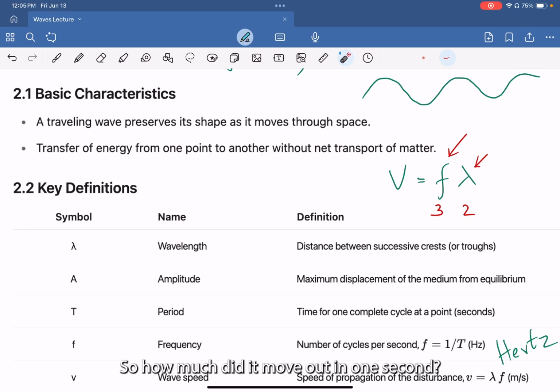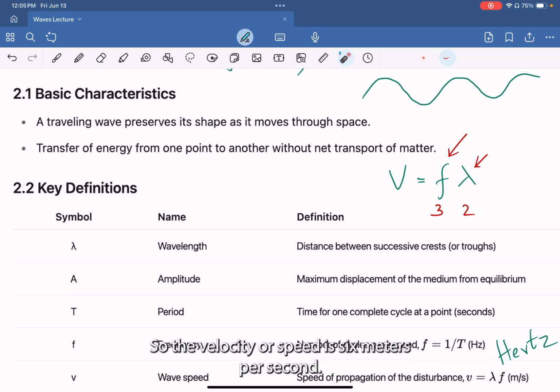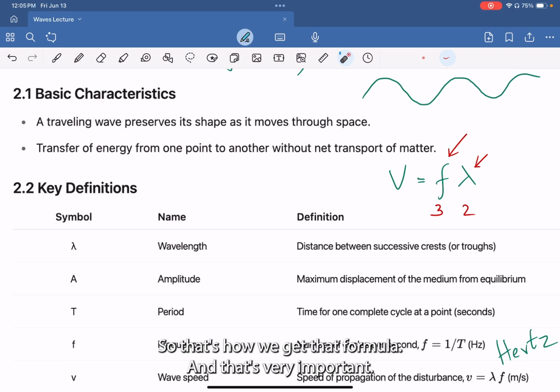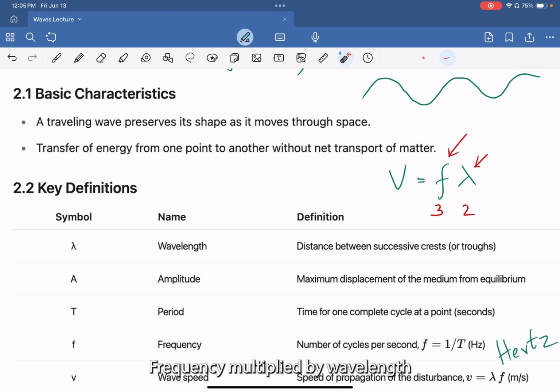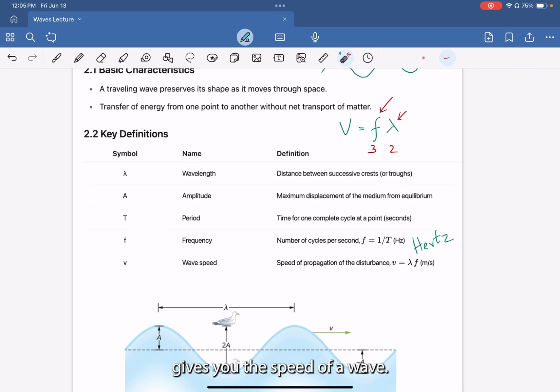So how much did it move out in 1 second? 6 meters. So the velocity or speed is 6 meters per second. So that's how we get that formula, and that's very important. Frequency multiplied by wavelength gives you the speed of a wave.